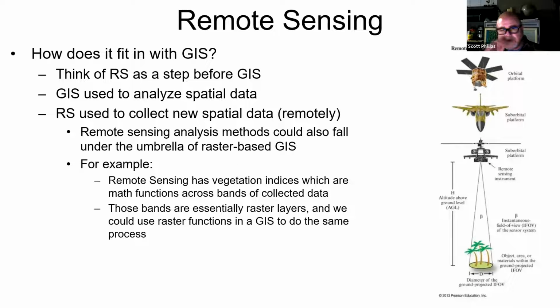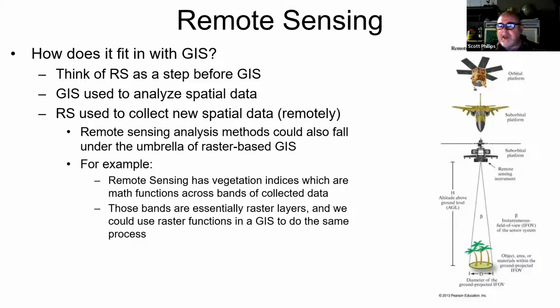So think of remote sensing as a step before GIS. We've talked about data collection in the past, and remote sensing is a good example of massive scale data collection from a remote platform. GIS is used to analyze spatial data, and remote sensing is used to collect new spatial data that can then be analyzed.